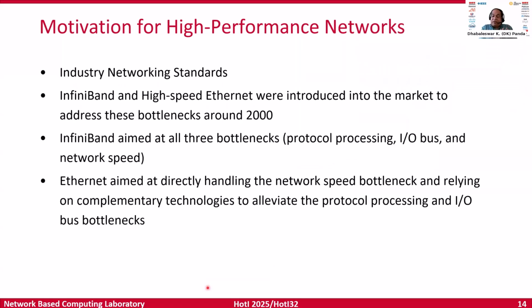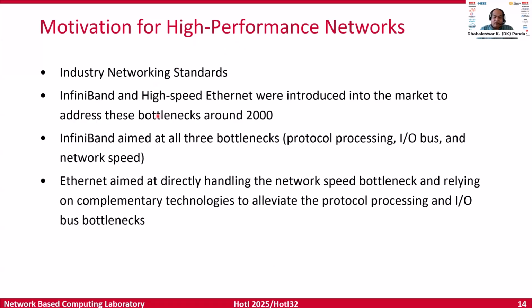So this is where, towards the end of the 90s, we are going over the history. Towards the end of the 90s, people saw that these things are not scaling. We have bottlenecks in protocol processing, we have bottlenecks in the IO interface, we have a bottleneck in the network. So this is where the community started thinking about high performance networks. That was the broad motivation.